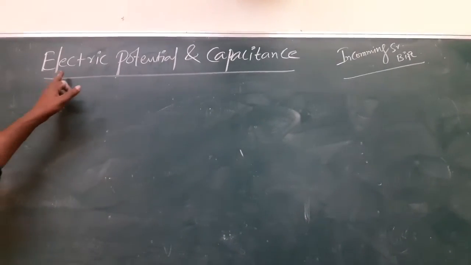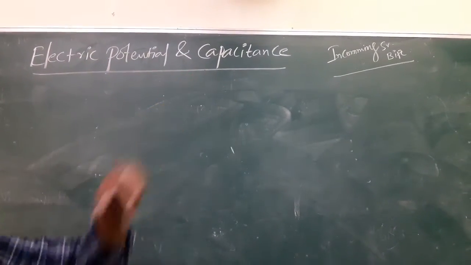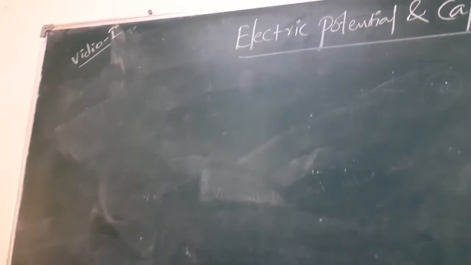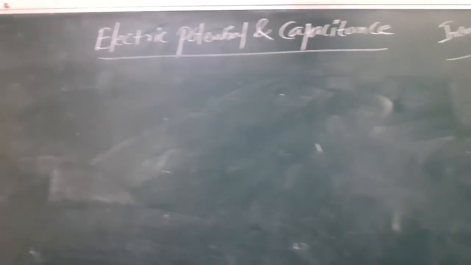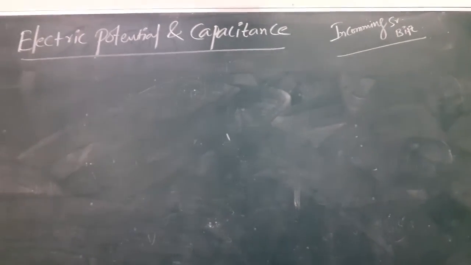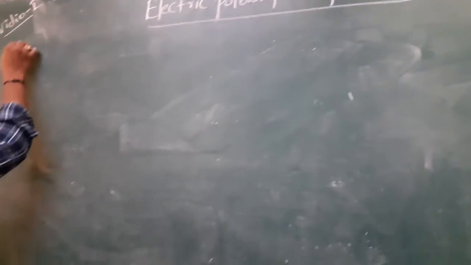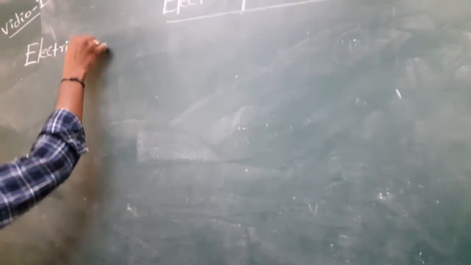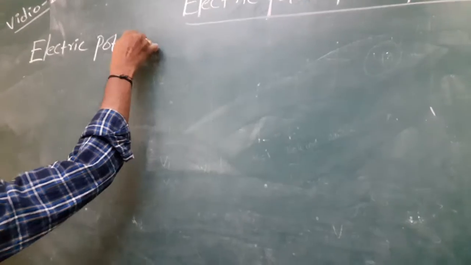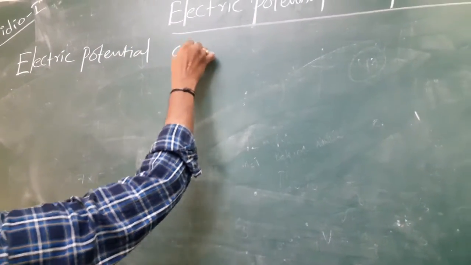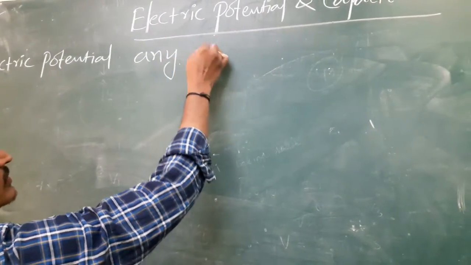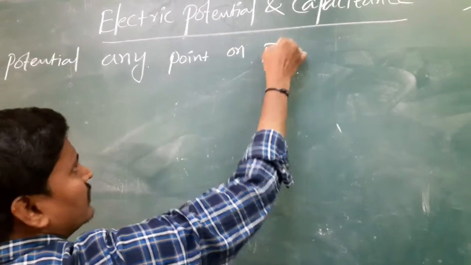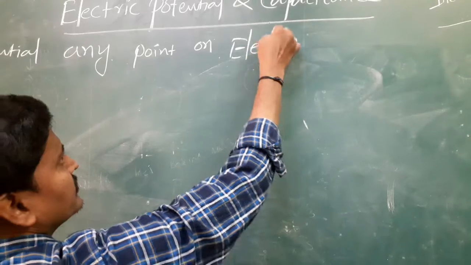So today's topic is electric potential and capacitance. So, electric potential at any point on the electric dipole. So, electric potential at any point on electric dipole.